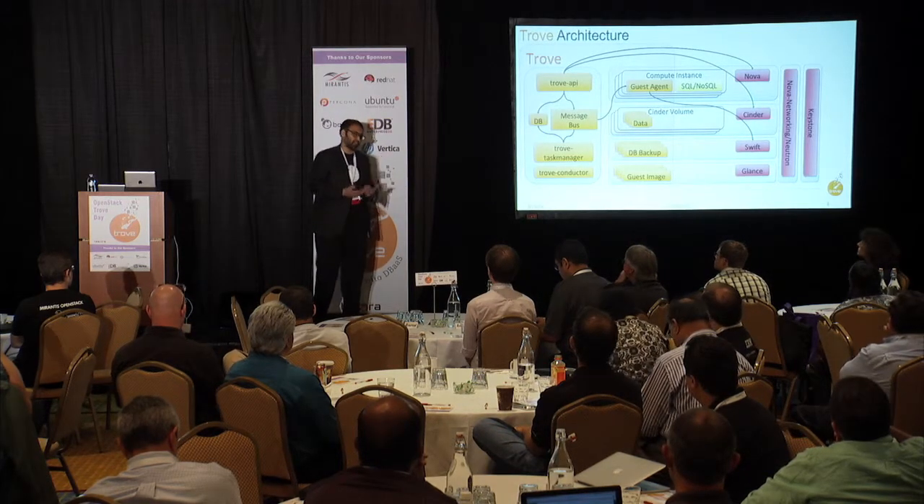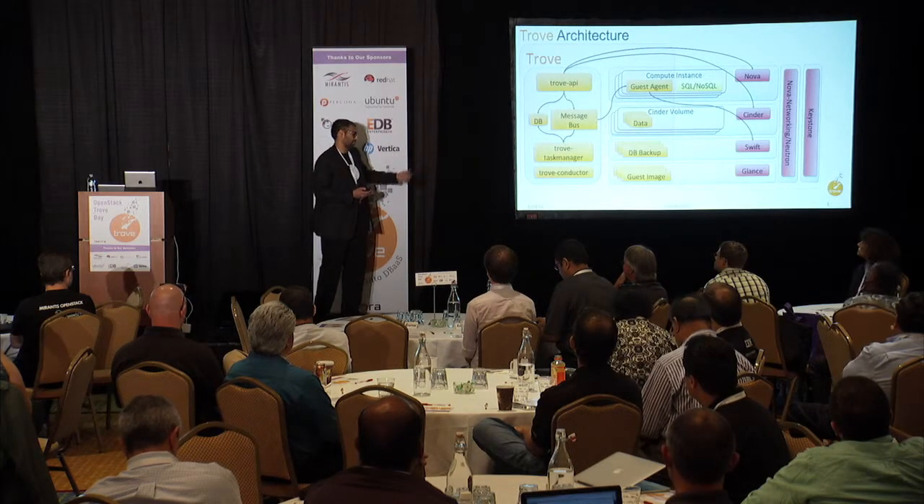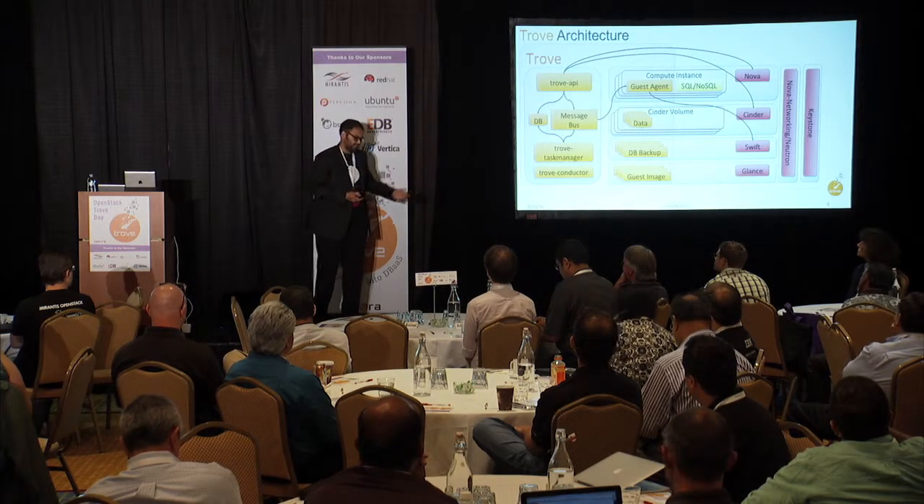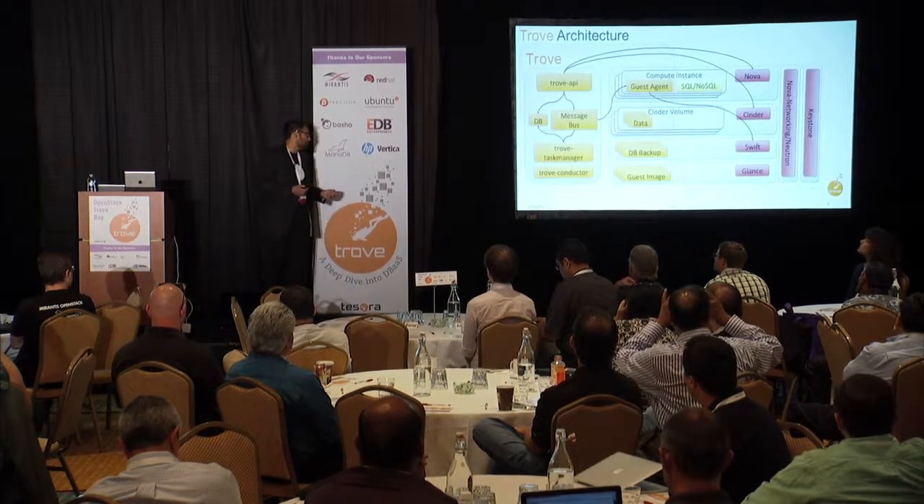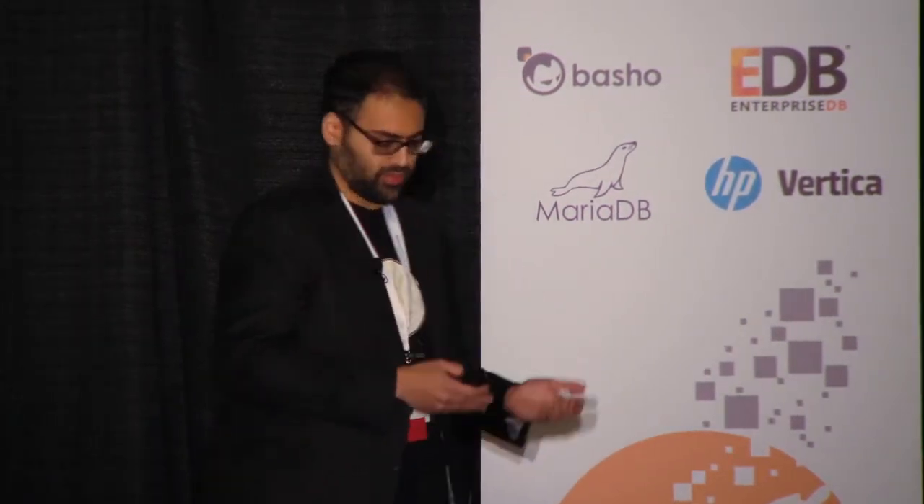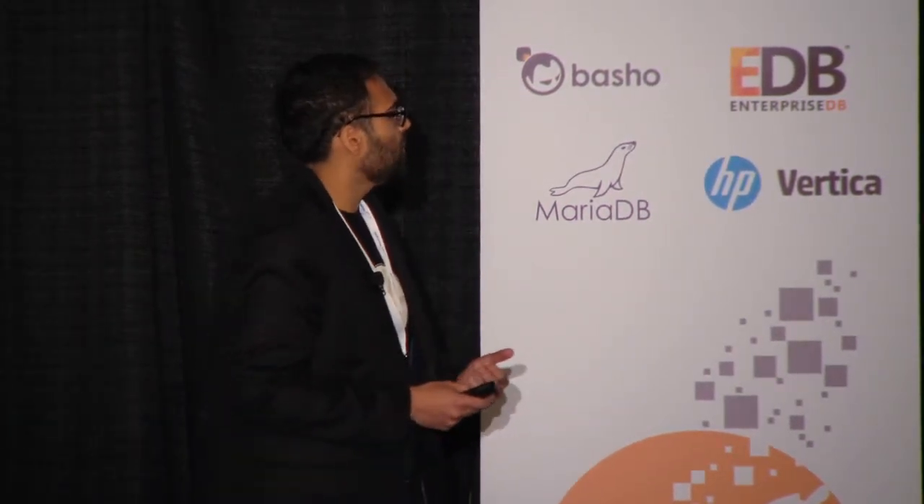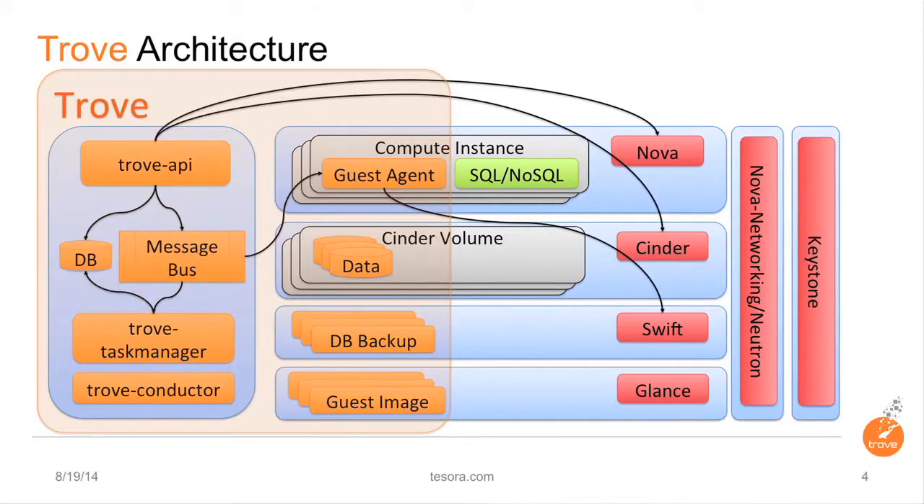So if you use DevStack to do a Trove install, you could use either MySQL or Postgres for your database, and usually RabbitMQ for your message bus. Once the request comes in, the API makes a call through the message bus to the task manager, saying I need to provision a database instance. The task manager then goes out and talks to the other OpenStack components like Nova, Cinder, and Glance to actually do the provisioning.